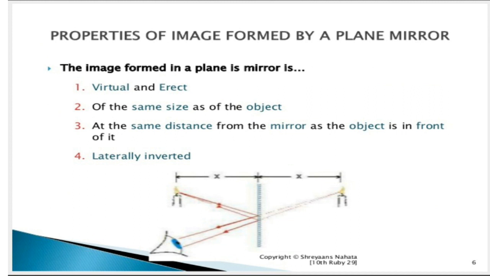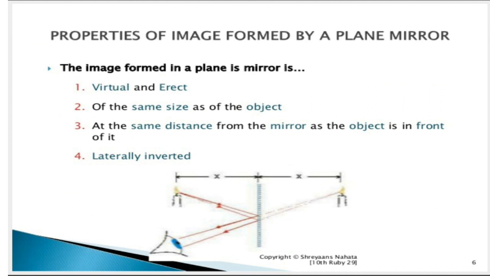Then the properties or characteristics of an image formed by a plane mirror. If we see our own face in the mirror, it looks just like us and is of the same size. The first characteristic is that the image is virtual and erect. Virtual means it cannot be obtained on a screen, but it will always be a straight, erect image.